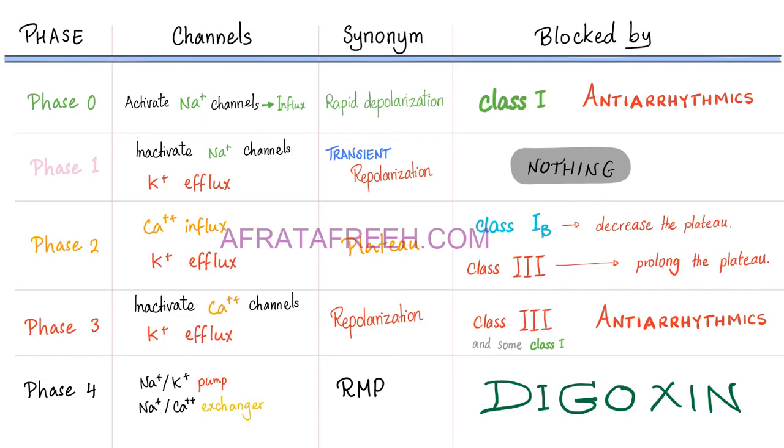Here's the best table ever. Phase 0, phase 1, 2, 3, and 4 channels. We activate the sodium, allowing sodium influx. What happens here? Rapid depolarization. Blocked by class 1 antiarrhythmics, also known as the sodium channel blockers, such as quinidine and procainamide.